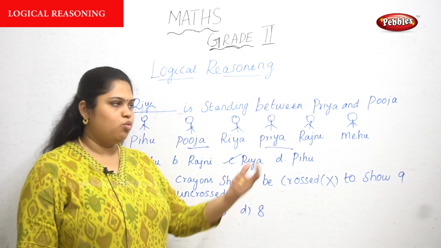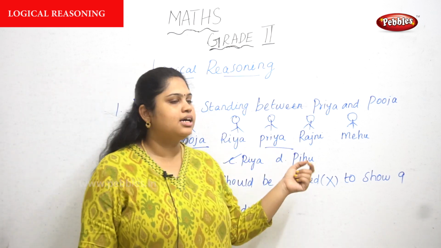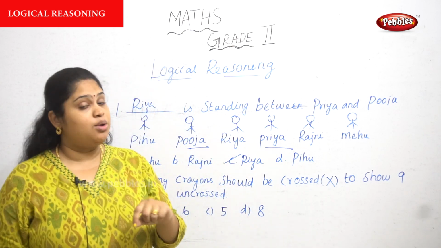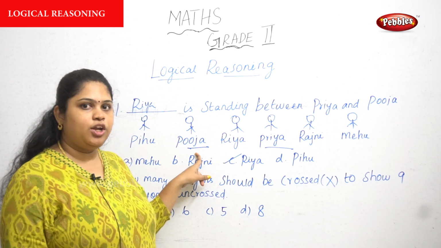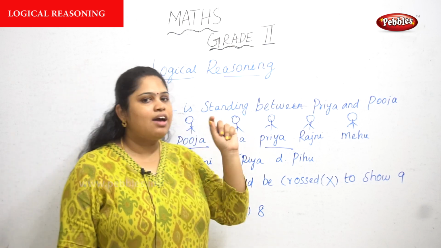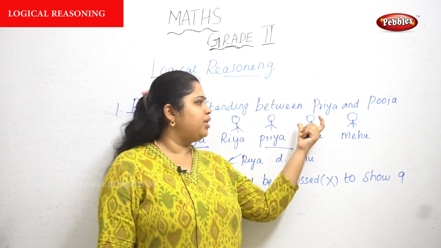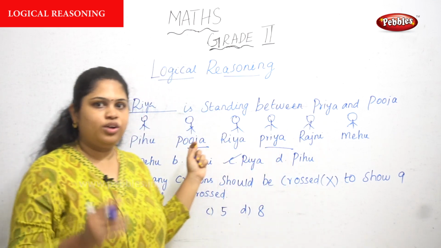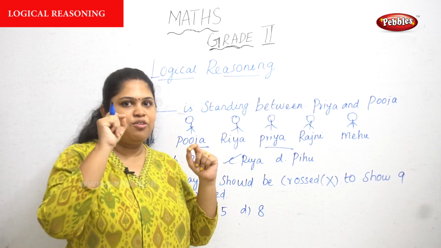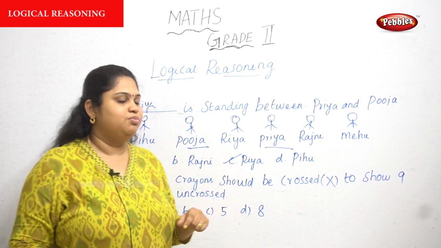Here you want to be clear about one thing. When Pooja and Priya are given, we move directly to find the answer. But they have given some twist, isn't it? So we find Priya first, then we find the answer. We have to be clear about the question.